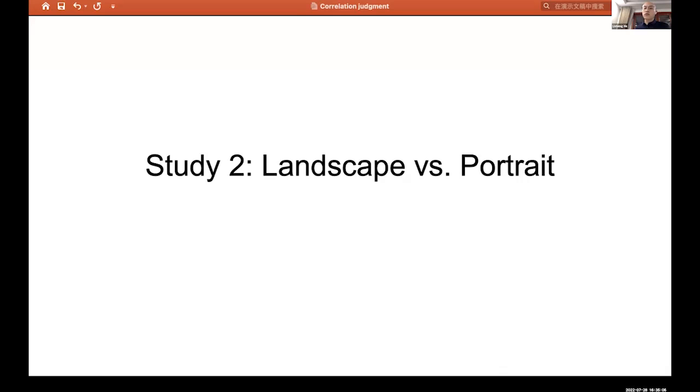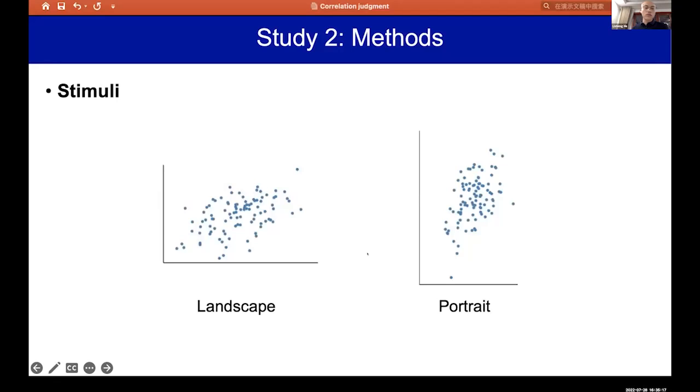In study 2, we introduce a new variable, which I'll call the display format. We introduce 2 different display formats. One is landscape, the other is portrait. Here are 2 examples of these 2 conditions. In the landscape condition, the x-axis is longer than the y-axis, and in the portrait condition, the x-axis is shorter than the y-axis, and that's the only difference between the 2 conditions. Other than that, the procedure in study 2 is exactly the same as study 1.